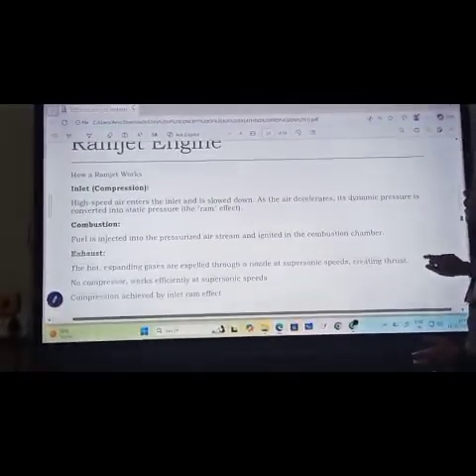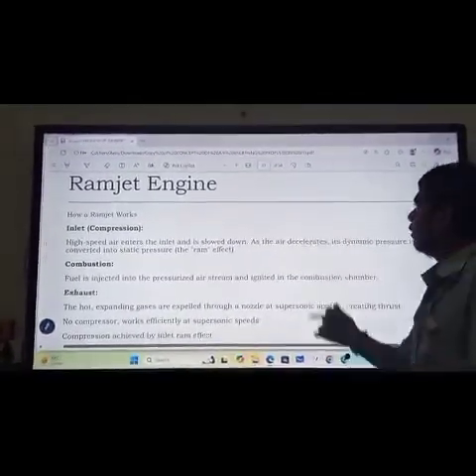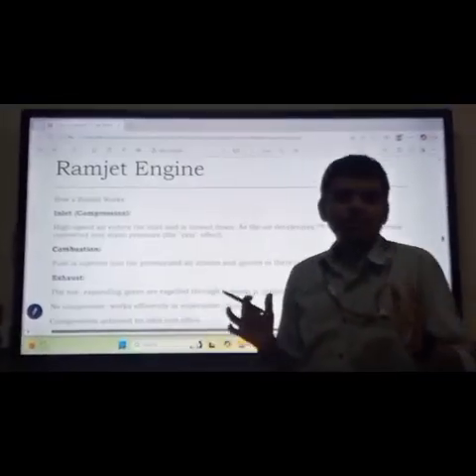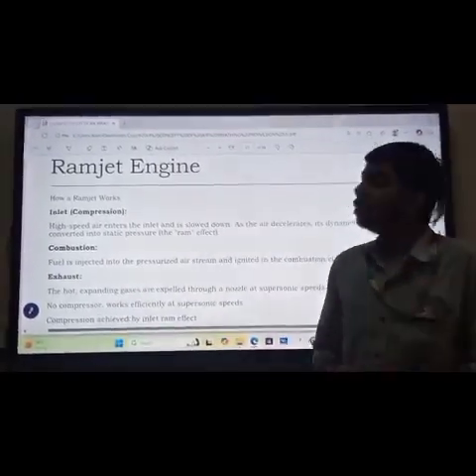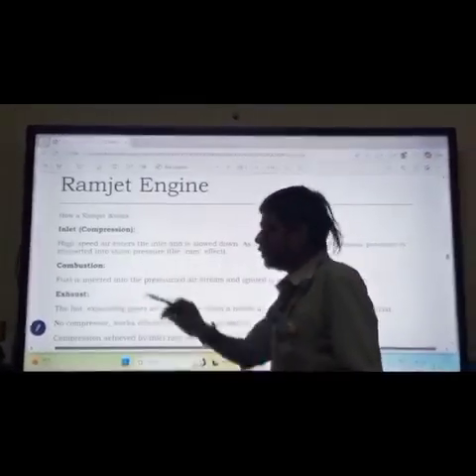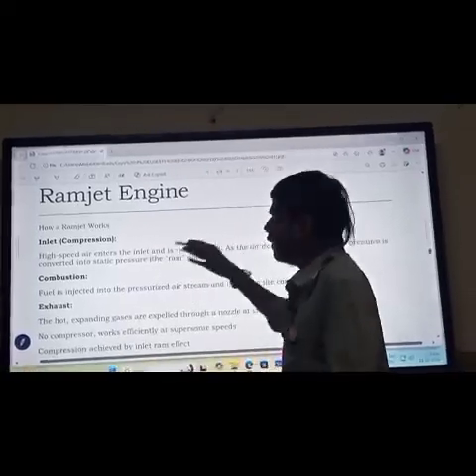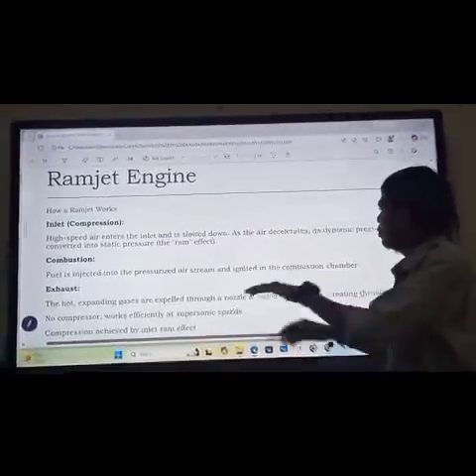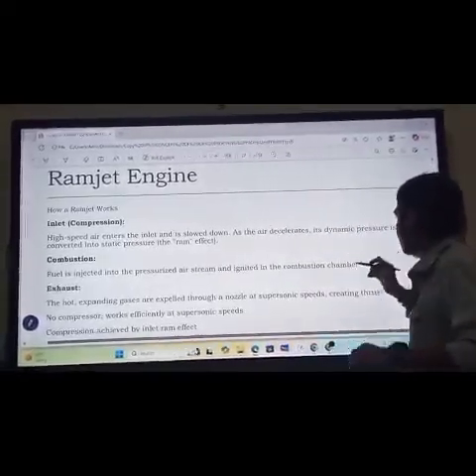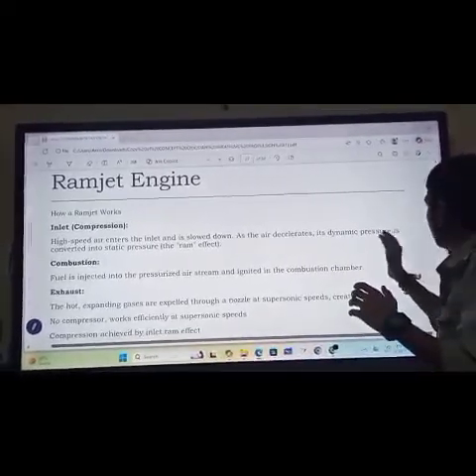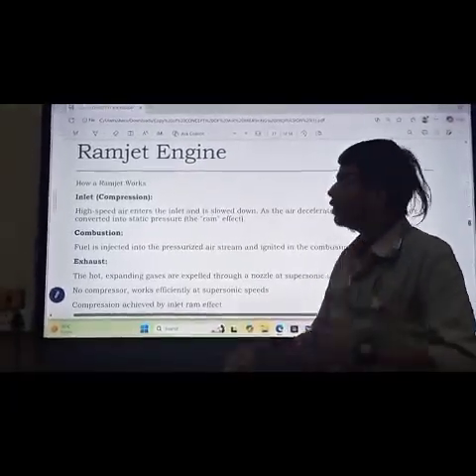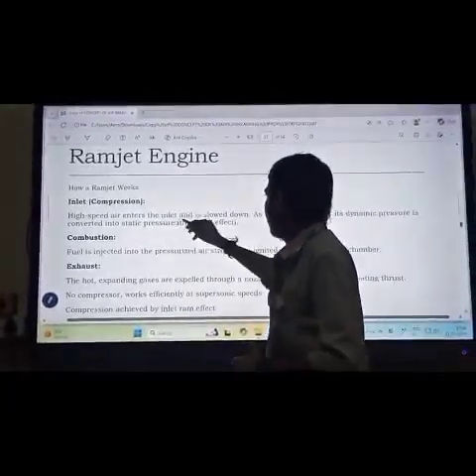Then next, let's come to the ramjet engine. The ramjet engine is usually used in missiles. So how does the ramjet engine work? Inlet, compression, combustion, and exhaust. High speed air enters the inlet and is slowed down, and its dynamic pressure is converted into static pressure. That is the ram effect.